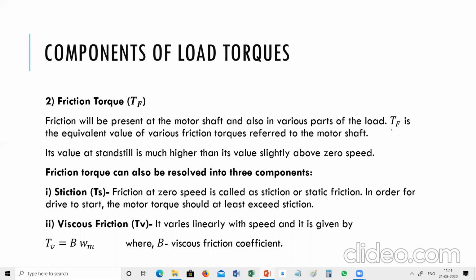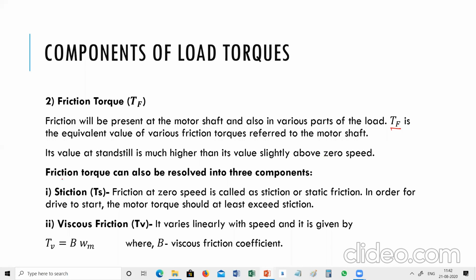Its symbol is TF. TF is the equivalent value of various friction torques referred to the motor shaft. A number of friction torques are there at every stage of operation, and you have to consider all of those. Its value at standstill is much higher than its value slightly above zero speed. Obviously, when the machine is at rest, the friction is very high as compared to when the machine is running.